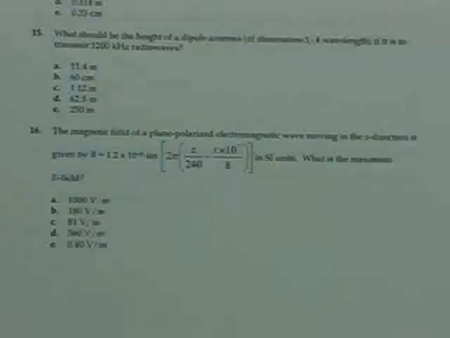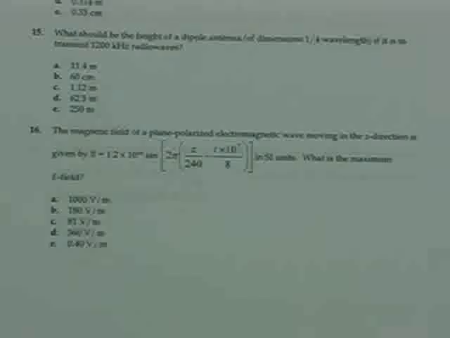Number 16. The magnetic field of a plane polarized electromagnetic wave moving in the z direction is given by B equals 1.2 times 10 to the minus 6 sine 2 pi of z over 240 minus t times 10 to the 7 over 8, in SI units. What is the maximum electric field?